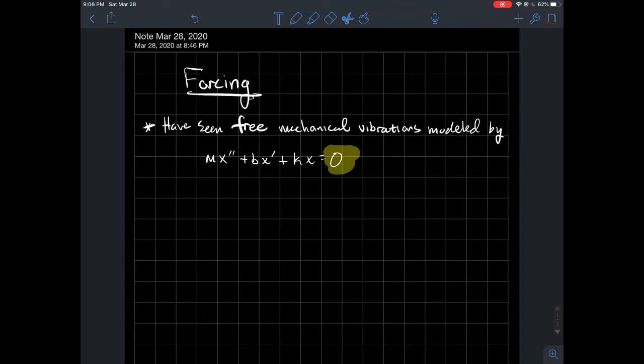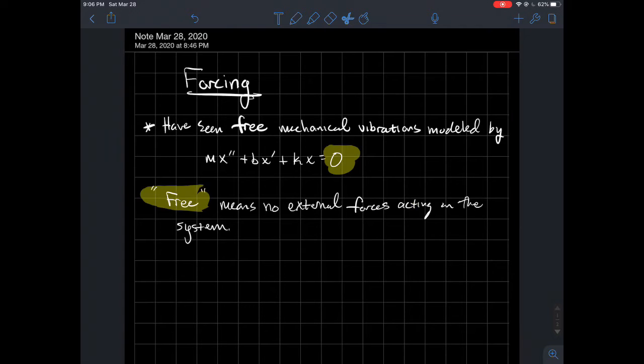This is a short video about forcing in these second order linear differential equations. What we've seen so far is a bunch of what are called free mechanical vibrations, that are modeled by mx double prime plus bx prime plus kx equals 0. And that word free is telling me that there's a 0 on the right hand side.